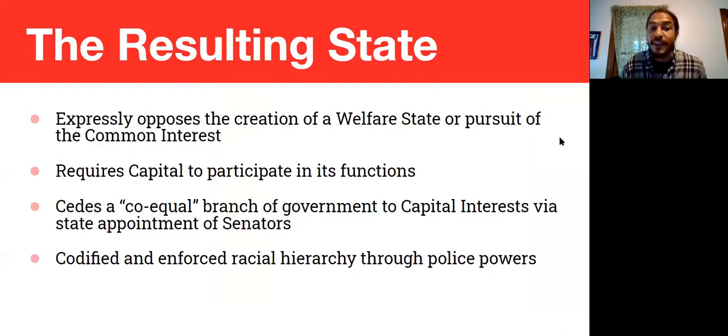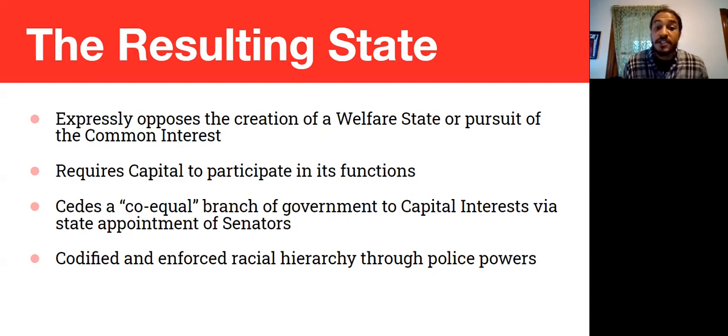From that, you get a state that expressly opposes the creation of a welfare state or pursuit of the common interest. And you see that all the way until today. That's where a lot of this rugged individualism comes from, because we set up a nation that was never supposed to care for people. And that was the commonly accepted thing, because the way that you would get cared for is with stolen land and stolen resources. You would be given room to expand into all of these territories which you didn't really control, but you would eventually.